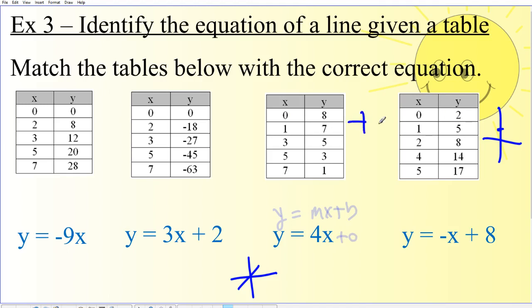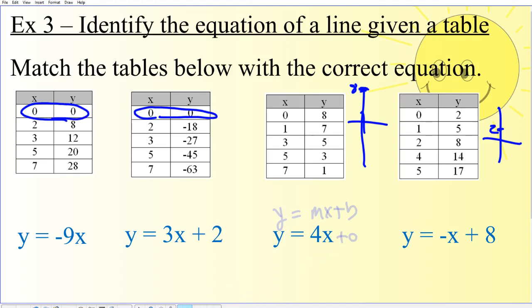Here, when the x value is 0, my y value is 8. So this line's going to cross way up here at 8. That's not what I'm looking for. Ooh, this one crosses at the origin, and that one crosses at the origin. Uh-oh. So I've got two of them that cross at the origin. All right, so I'm going to actually come back to him because that might be a little bit more work. Let's see if I can find out one of these other ones.